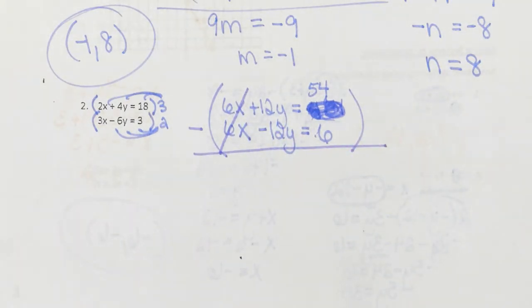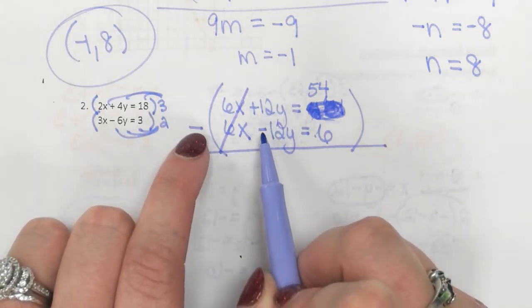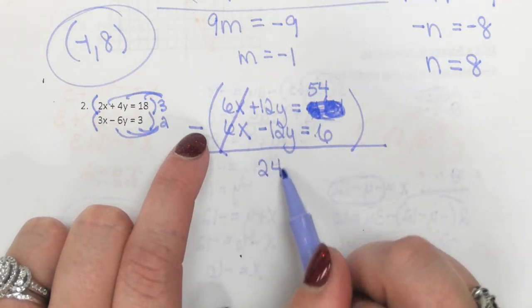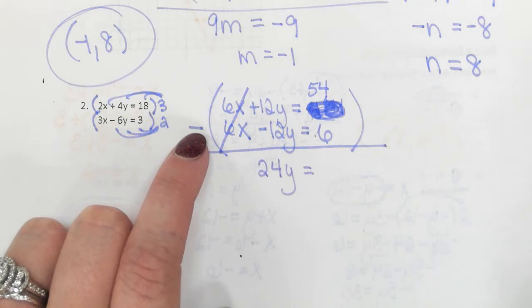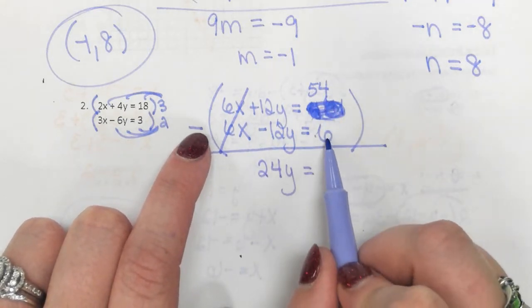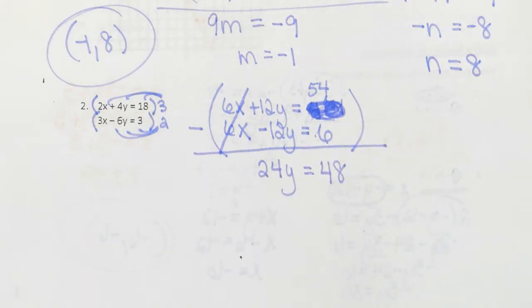Now here's where you have to be careful. You ready? This is where it always gets you, right here. This is 12 minus negative 12. So you add it. That would be 24. You would add it. Yep. This is 54 minus 6. 48. There you go. Are y'all okay?